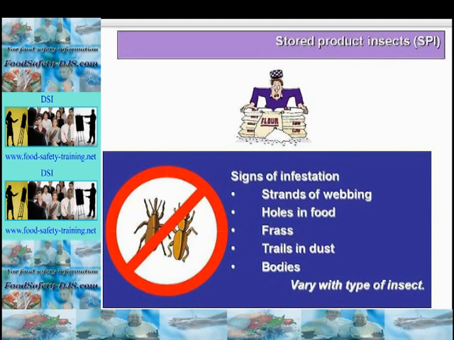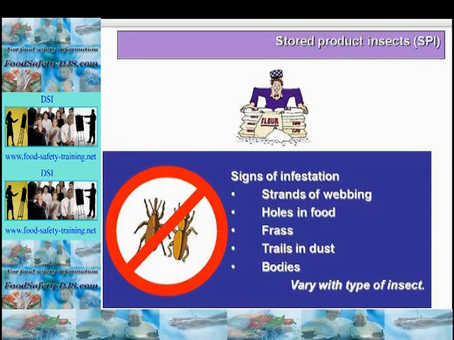Signs of infestation vary with the insect, and they can include such things as strands of webbing from the flour moth, holes in food from the biscuit beetle, frass from the larder beetle and grain weevil, trails in dust from the confused flour beetle, and bodies. Treatment is varied and it depends on the type of insect, the source of infestation, the size of the infestation and the location. And you need to contact a specialist pest control company if you are going to use chemical methods, such things as fumigation of food or warehouse using methyl bromide, using specific insecticides with great care, and all food must be destroyed.